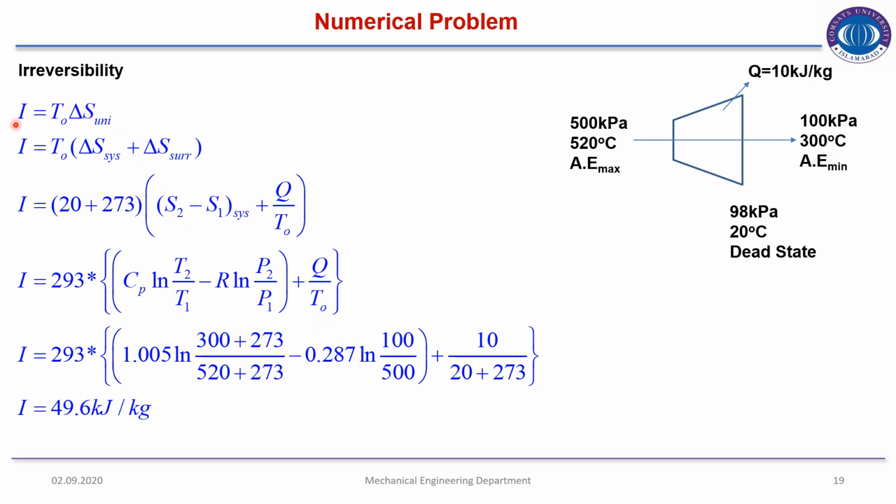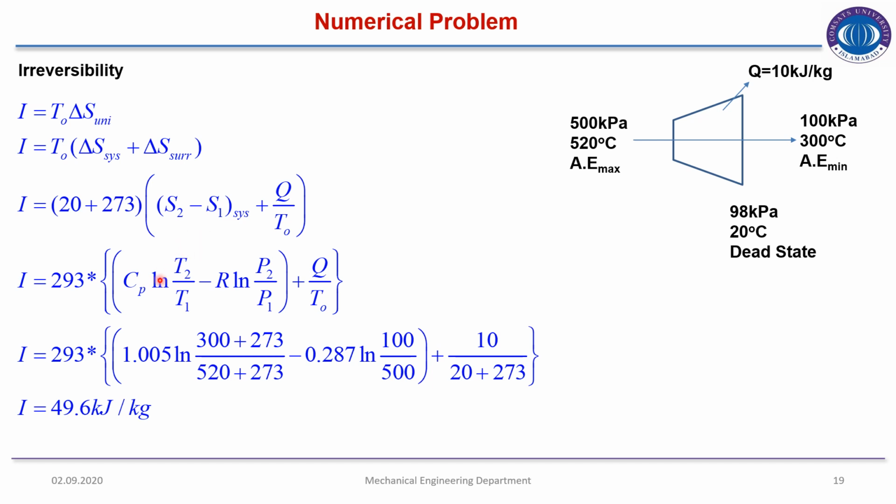Now for irreversibility, we have represented irreversibility with the capital I, which is equal to T naught del S universe. So del S universe is composed of system and surrounding. The system entropy change is S2 minus S1, and the surrounding is a thermal energy reservoir because it is the ambient and dead state. So Q amount of heat is leaving the system or rejected by the turbine, so the heat content of the system will decrease and the surrounding heat content will increase. Due to the transfer of heat there will always be an entropy transfer. So entropy is transferred to the reservoir. The entropy change for the reservoir is equal to Q by T naught.